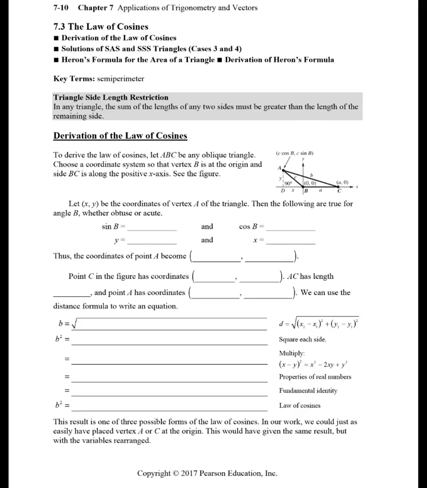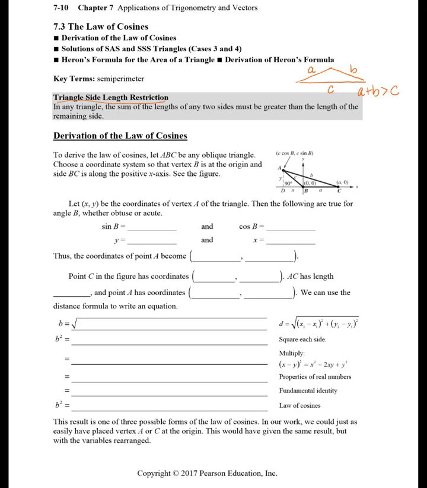Looking at the triangle side length restriction, if we have a triangle, the sum of the lengths of two sides of the triangle must be greater than the length of the remaining side. If we have this triangle, do you see how a plus b must be greater than c?